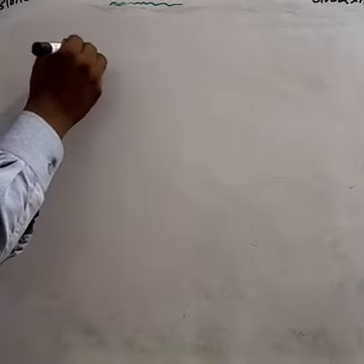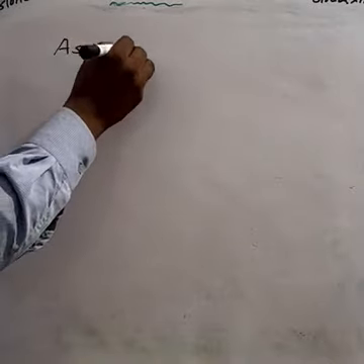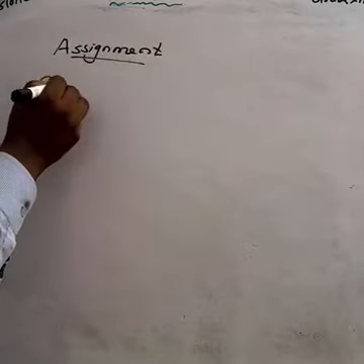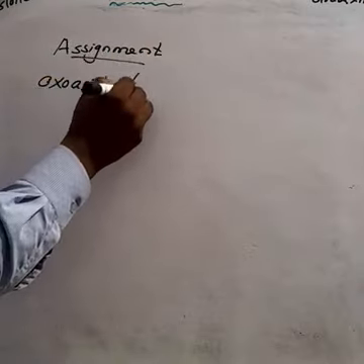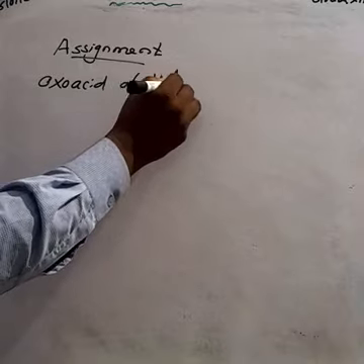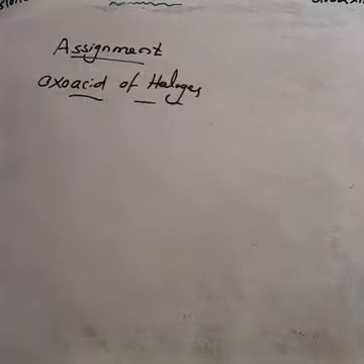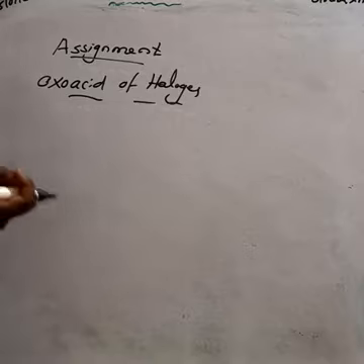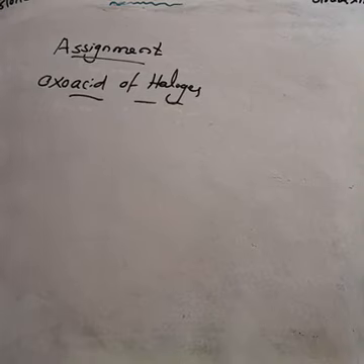Anyhow, today I am giving an assignment. What does the assignment mean? Please write the oxo acids of halogens. Just write their types only. You have to write what the types of oxo acids of halogens are. Fluorine has a single type, chlorine has 4 types, and bromine and iodine have 3 types. This is our assignment: oxo acids of halogens. Okay.